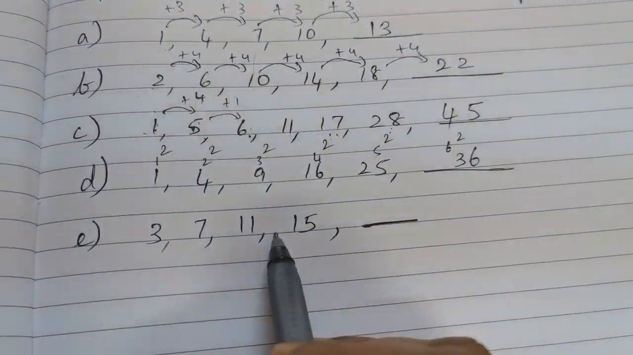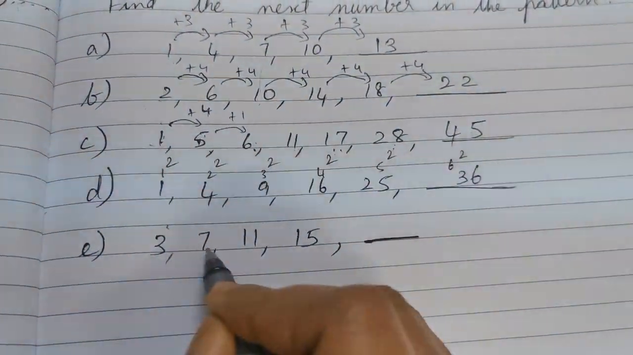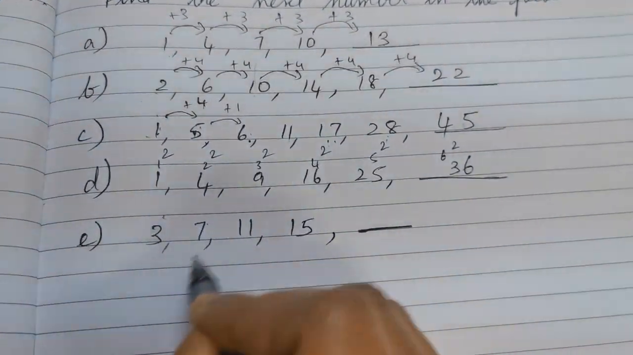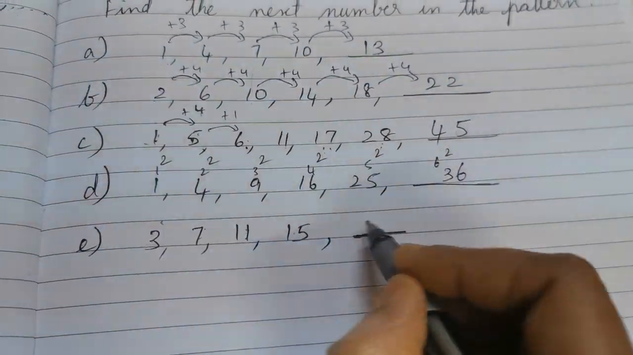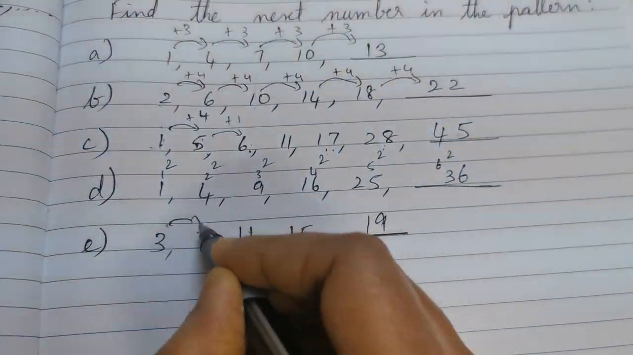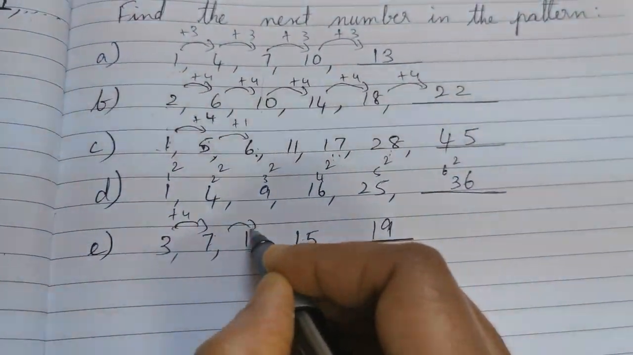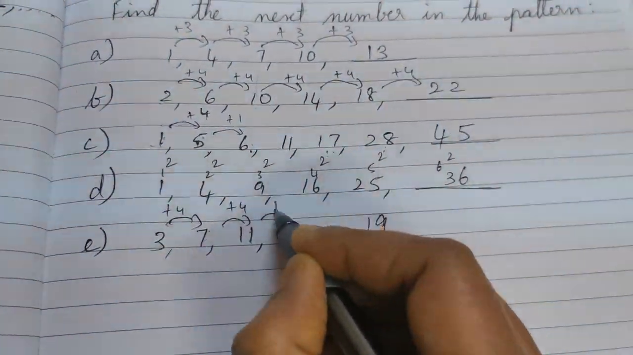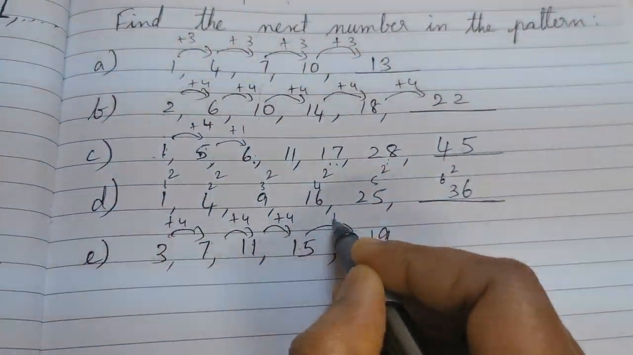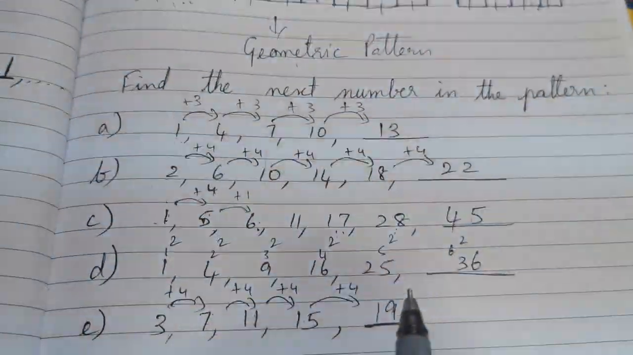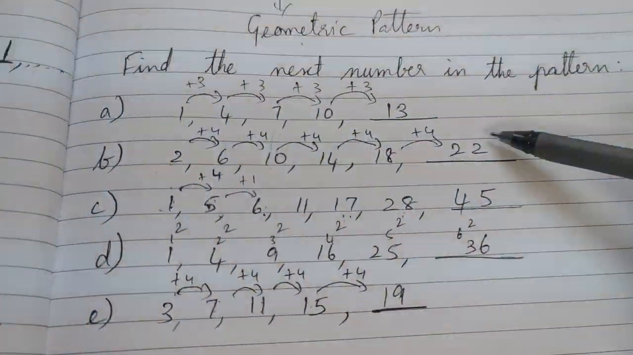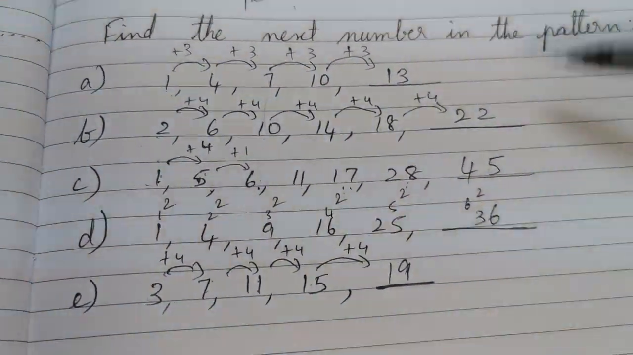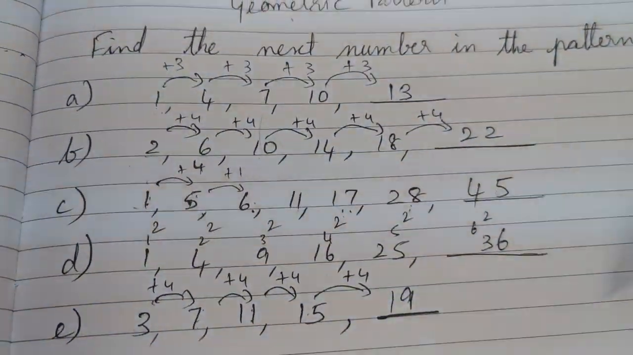Now 3, 7, 11, 15. 3 and 7, the difference is 4. 3 plus 4 is 7, 7 plus 4 is 11, 11 plus 4 is 15, 15 plus 4 is 19. So this is a linear pattern because it is having a uniform difference of 4. Alright. So these questions may come in our MCQ section.